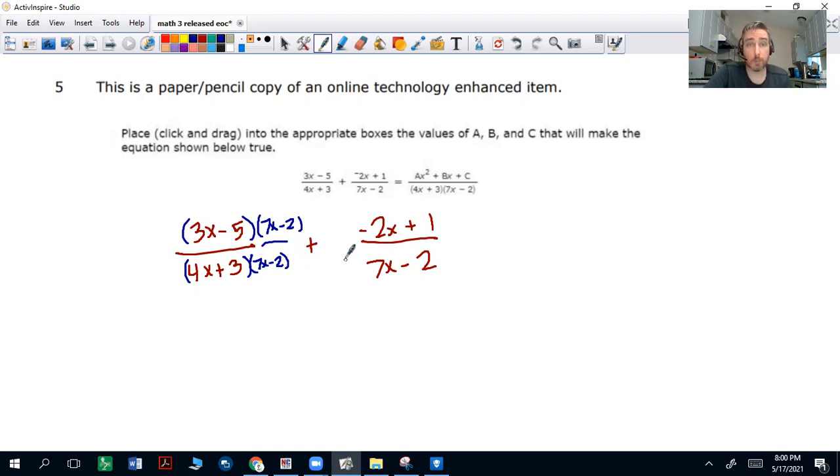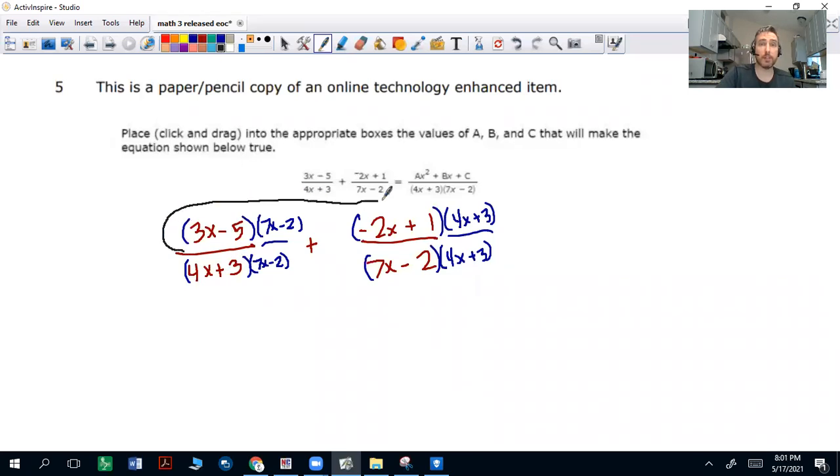I'm going to take that 4x plus 3 and I'm going to steal it. I'm going to bring it over here. And then I'm going to copy it to the numerator. And now I have two fractions that have common denominators. I can now add the numerators together. So I'm going to basically add these together, and I'm going to write it over my denominator.